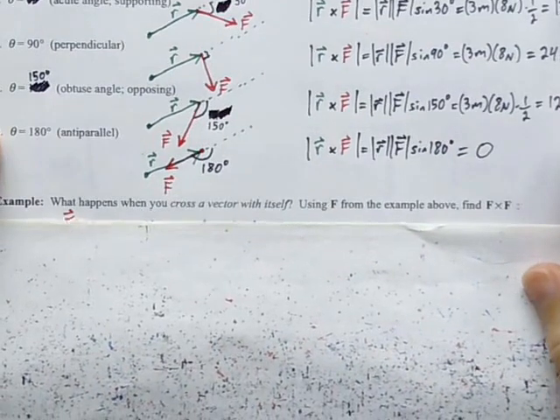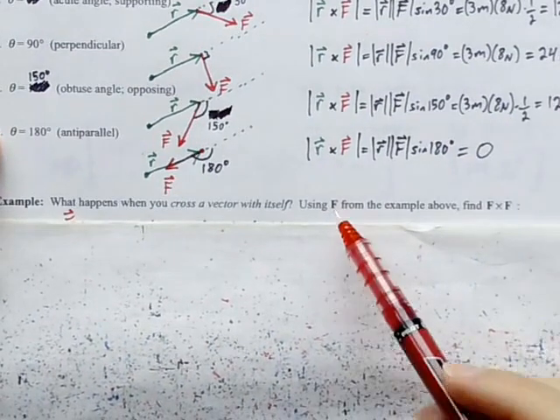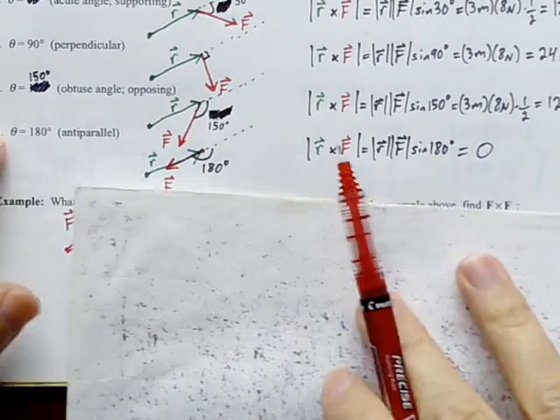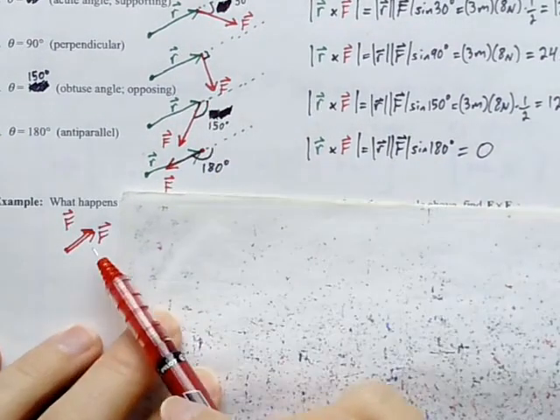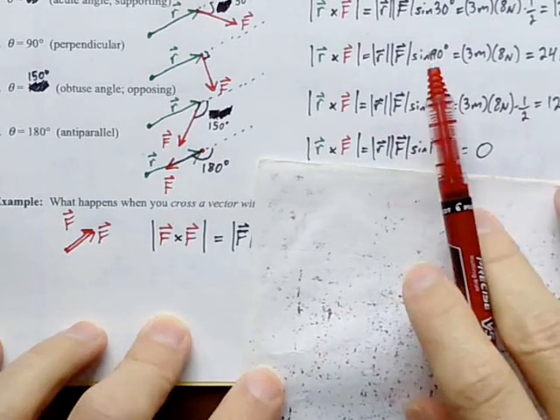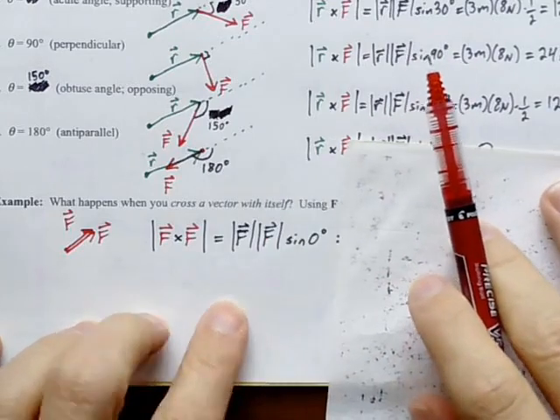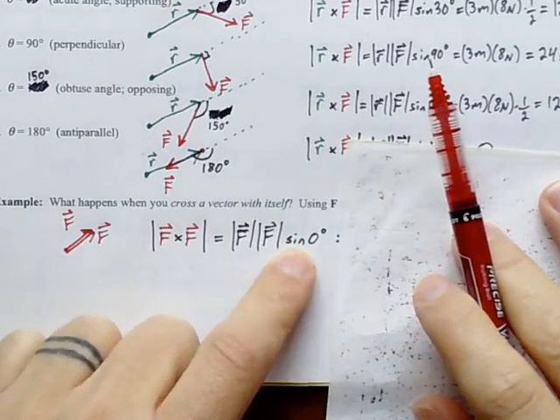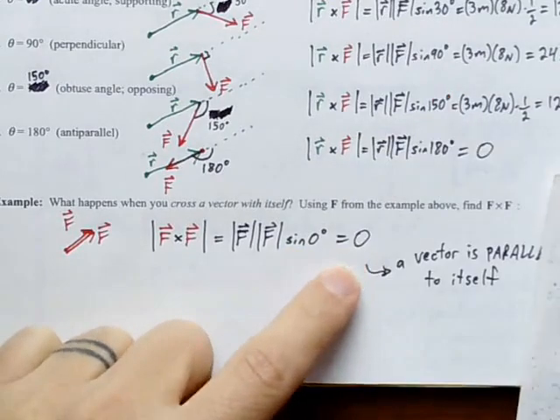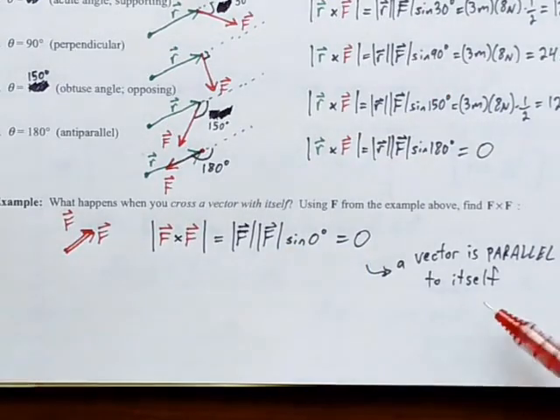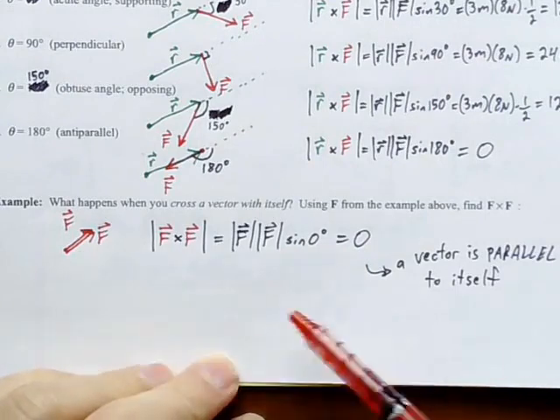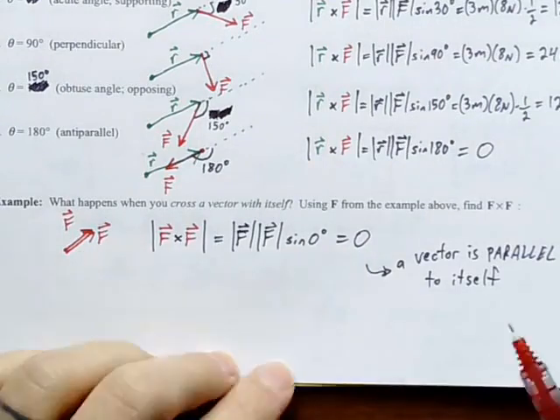This raises a question: what happens if you try to cross a vector with itself? So using f from the above example, let's find f cross f. So f is parallel to itself, so f cross f would be the magnitude of f times the magnitude of f times the sine of the angle between it and itself, which is 0. Sine is 0. A vector is, of course, parallel to itself. It has no parts perpendicular to itself, so the cross product of a vector with itself is 0.